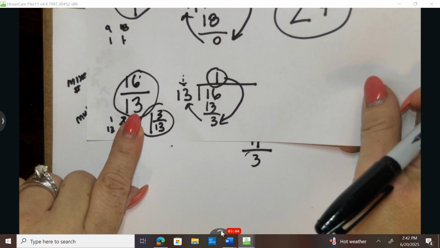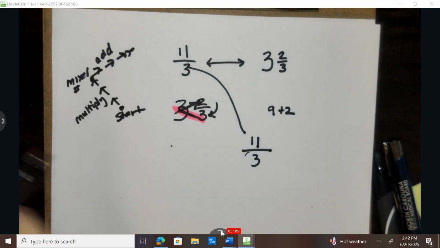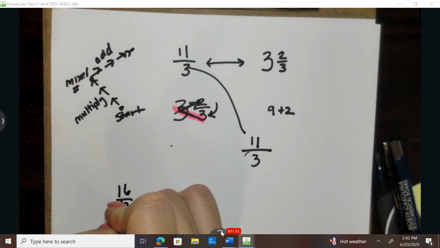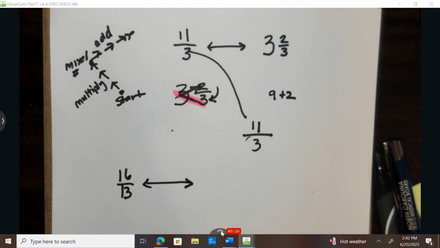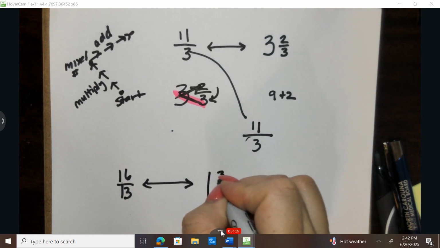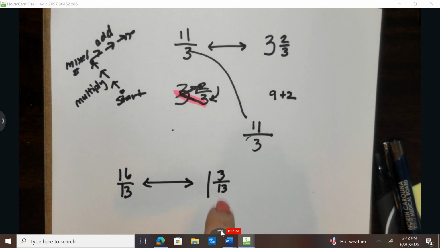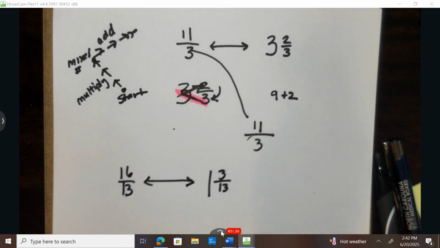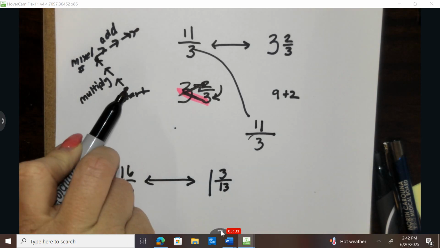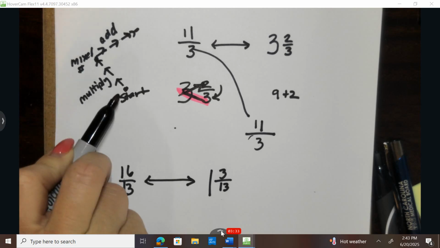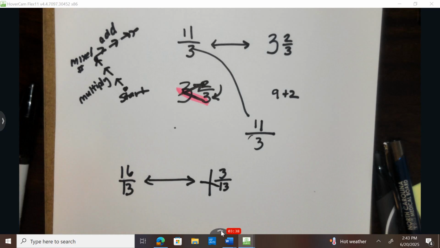So 16 over 13, and I came up with 3 3/13. So I'm going to write this down. 16 over 13, and I determined that I could rewrite that in an equivalent or equal form as a mixed number. If this was your homework problem and you came up with this, how do you know if you did it right? You always start at the bottom. Here's my bottom, and I always move upwards towards the left to the whole number in the mixed number.